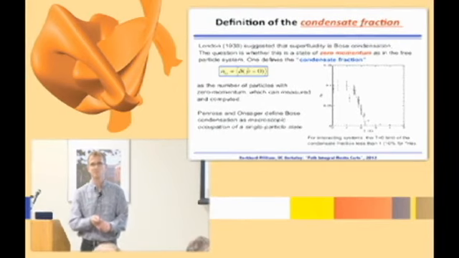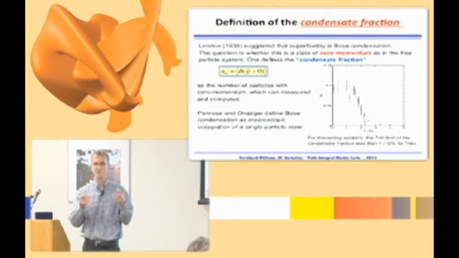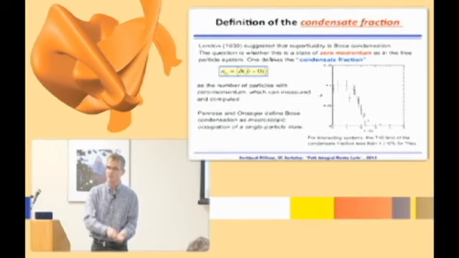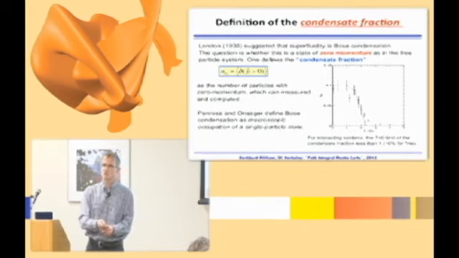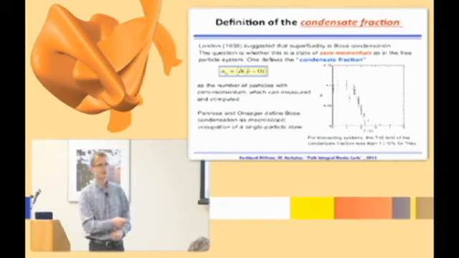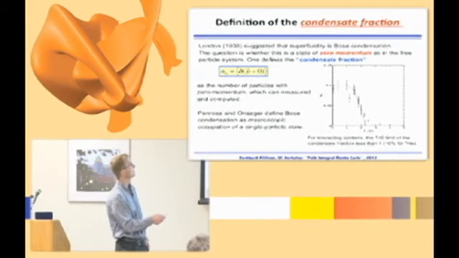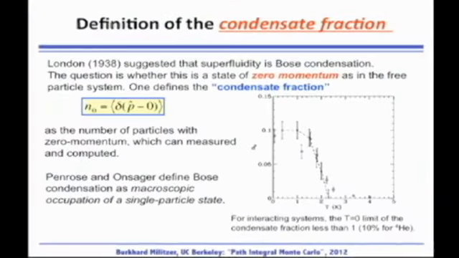It's just there because people thought, when you do this free particle analogy, Bose condensation means they go to the zero momentum state. But that was a confusion. That's not true. Bose condensation just means it goes to the ground state, but it doesn't have to be a state of zero momentum. Nevertheless, we want to understand the relationship between the condensate fraction, which means what fraction of the particles have zero momentum, and the superfluid fraction.